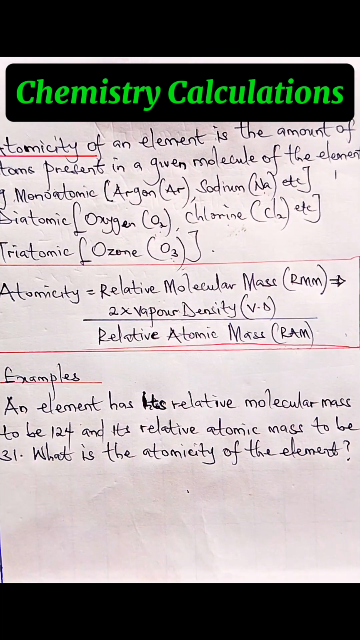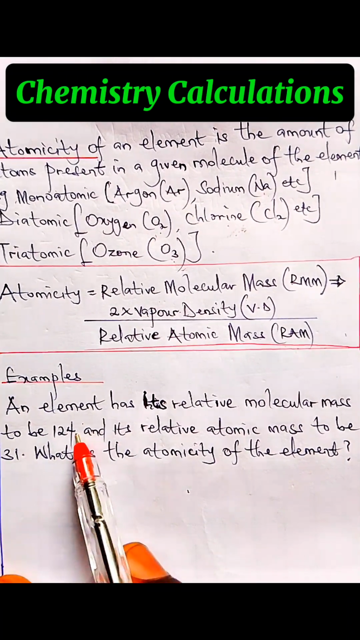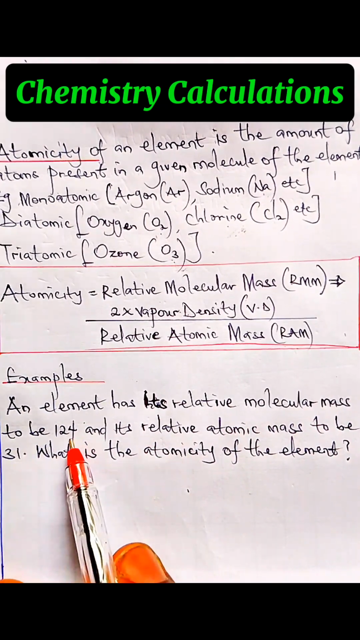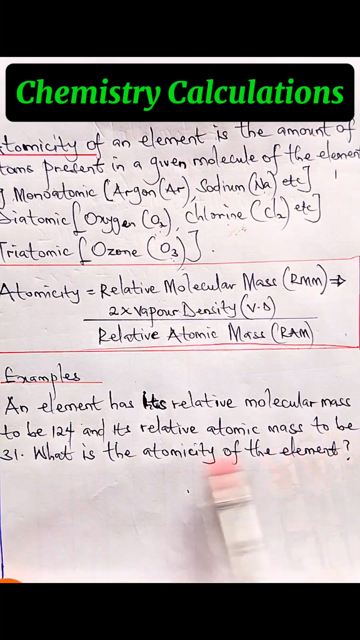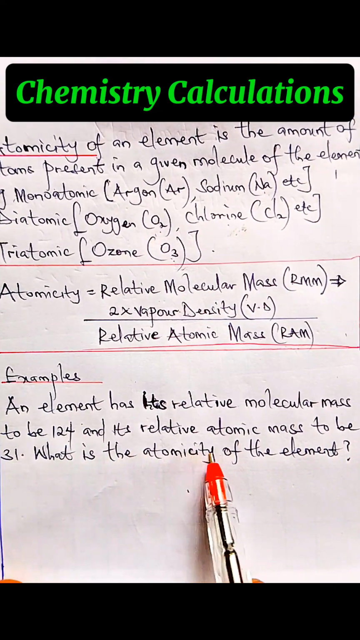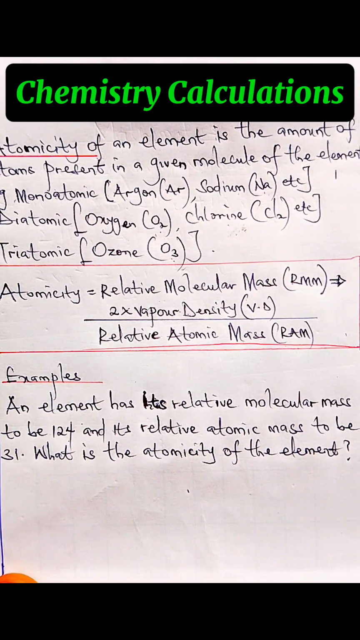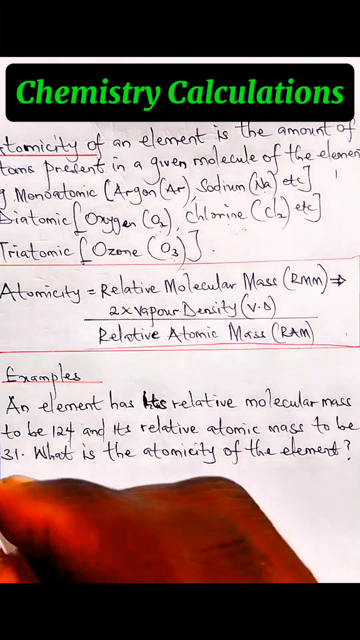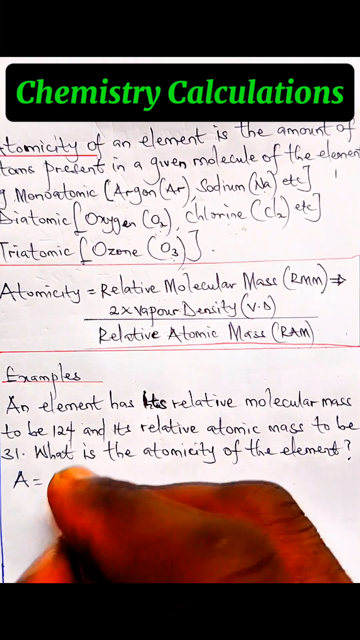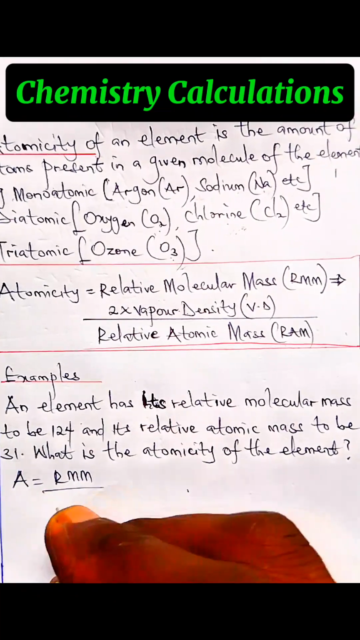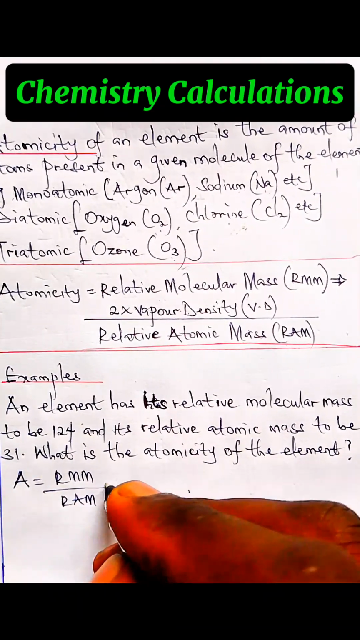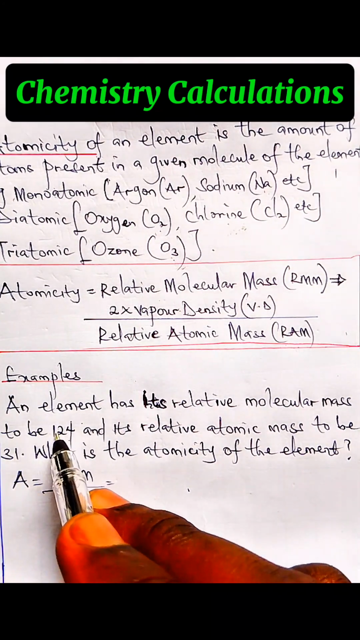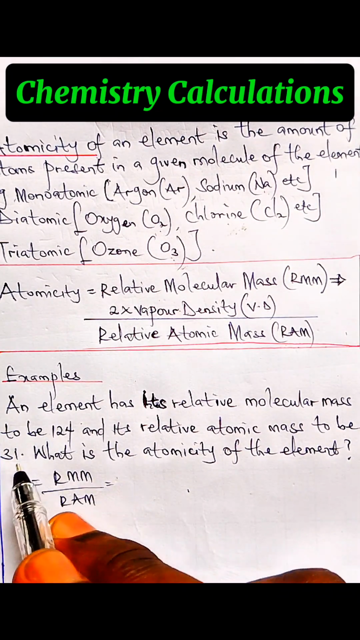These are worked examples. The first worked example is this. An element has its relative molecular mass to be 124 and its relative atomic mass to be 31. What is the atomicity of the element? Now, how do we solve this? How do we get the atomicity for this element? Don't forget that atomicity is relative molecular mass over relative atomic mass. So let's see what we're given. We are given the relative molecular mass to be 124 and the relative atomic mass to be 31.